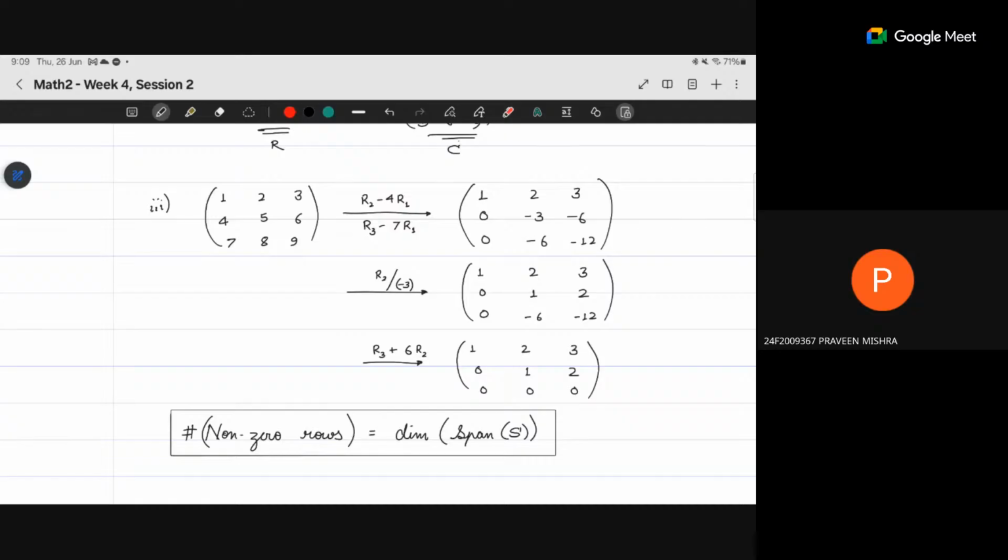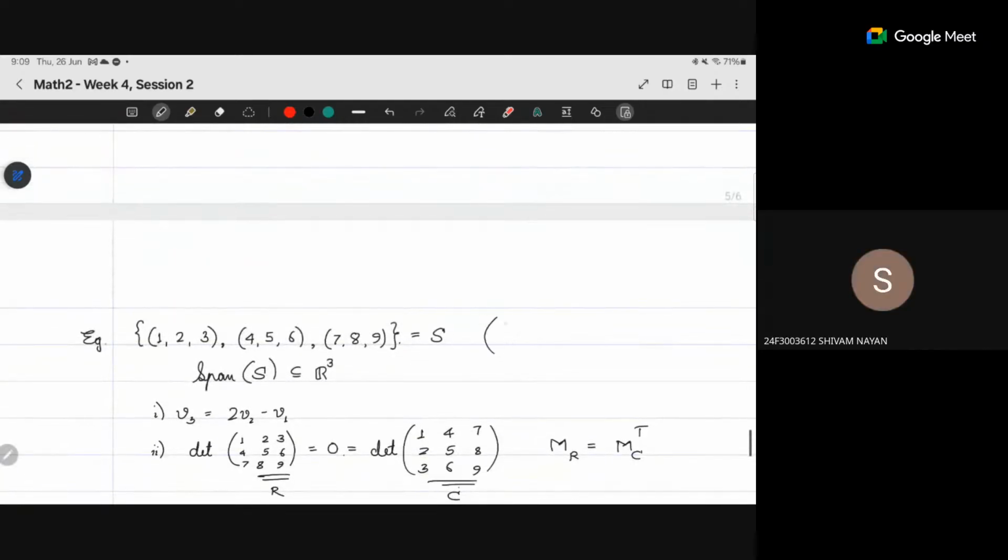So this is in row echelon form, right? The final matrix. You have ones over here, and all the conditions are satisfied. The zero rows are below the non-zero rows. Every leading entry is 1. All those conditions are satisfied. How many non-zero rows are there? 2, sir. 2 non-zero rows.